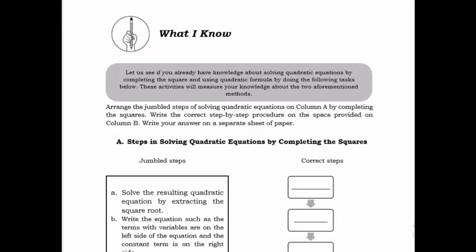Let us see if you already have knowledge about solving quadratic equations by completing the square by this activity. What I know. Arrange the jumbled steps of solving quadratic equation by completing the square on column A. Write the letter of the correct procedure on the space provided on column B.